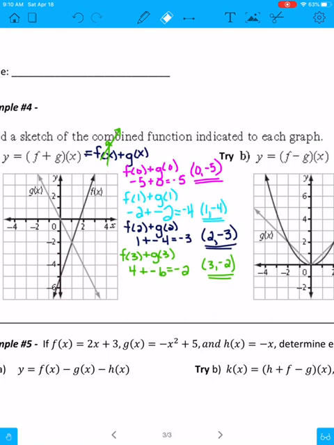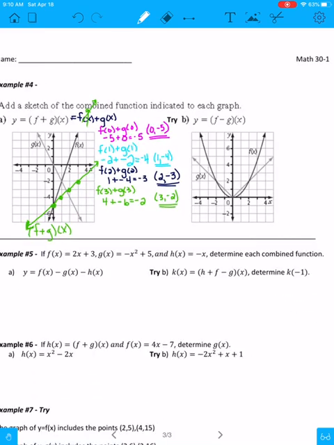f plus g graph. So I go 0 and negative 5 is my 1 point. 1 and negative 4 is my next point. 2 and negative 3, 3 and negative 2, and arrows out because the domain of both of them is x ∈ R. And that green graph I'm going to label as f plus g of x because that's my new graph. And you're going to try B. Okay? And pause it, and then you can check and see if you got it right.